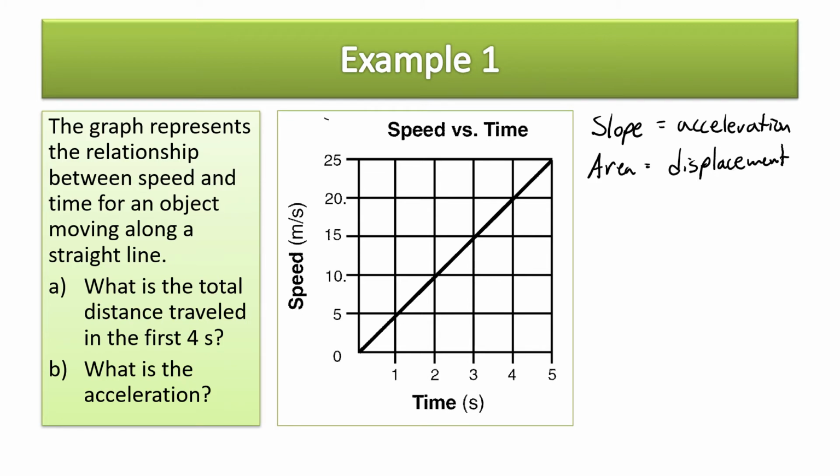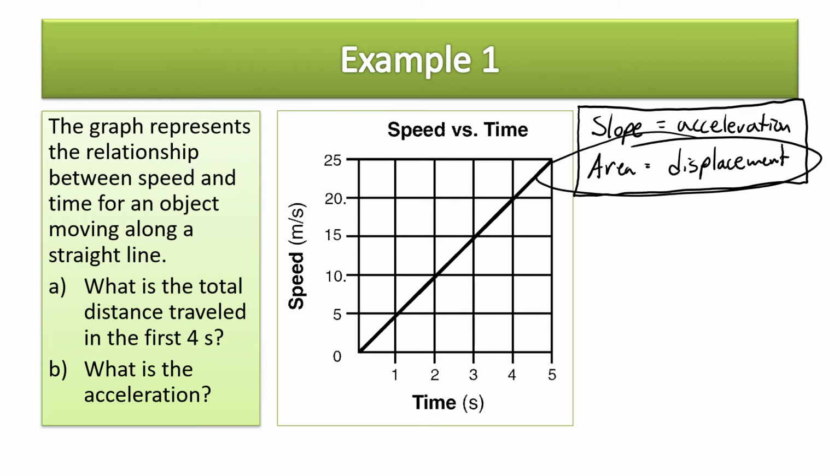So once I identify what's on my y-axis, and I remind myself of the rules for that type of graph, then I can look at the question. It says, what is the total distance traveled in the first 4 seconds? If they're looking for distance or displacement, I better find the area in the first 4 seconds. So something like this. The area is between this curve and the x-axis.